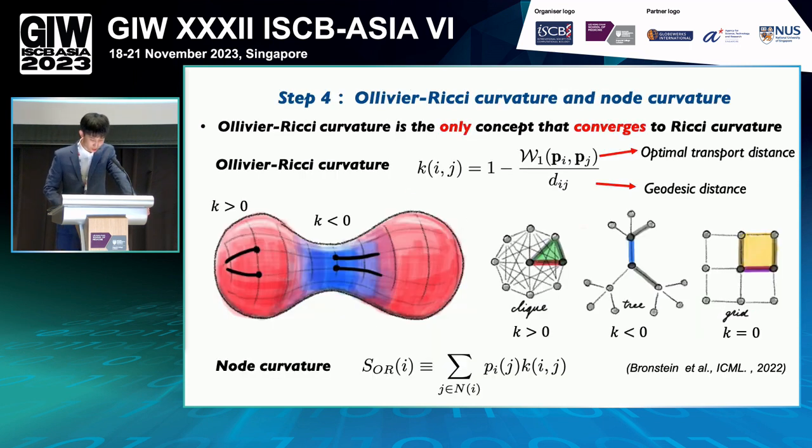With the Wasserstein distance and geodesic distance, we calculate the Ollivier-Ricci curvature. Intuitively, negative Ollivier-Ricci curvature reflects a bottleneck in the manifold, where two parallel lines tend to disperse. Positive Ollivier-Ricci curvature represents nodes with high similarity, which forms a clique. Finally, we obtain the node curvature by weighted averaging.